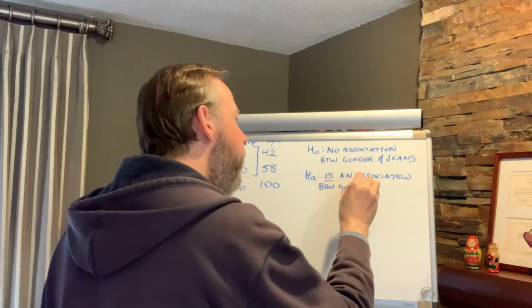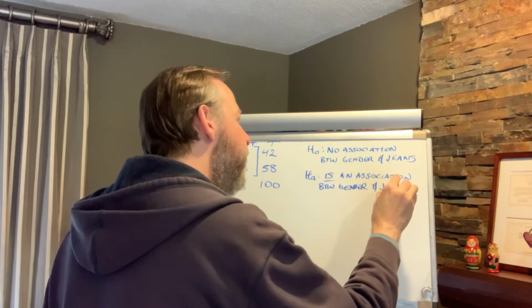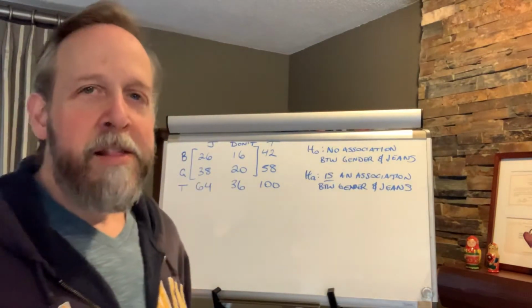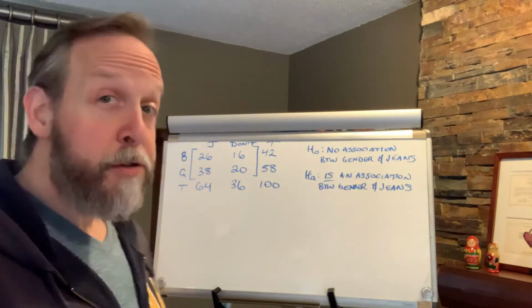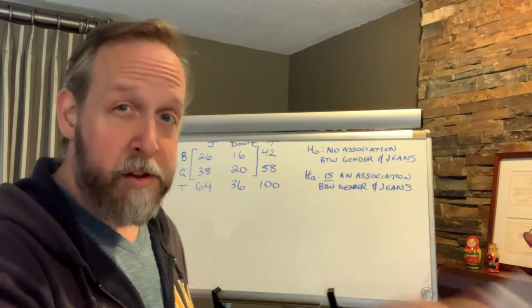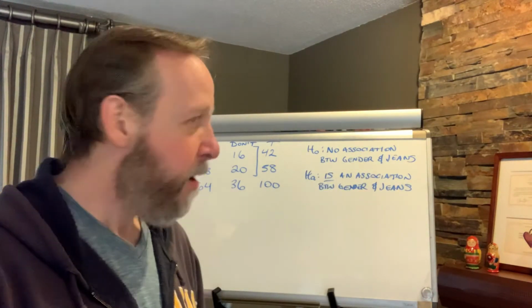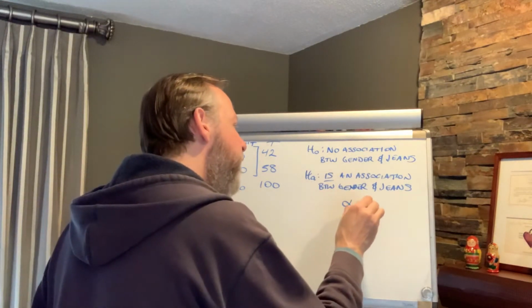If there turns out to be an association, we can say what that is. For instance, looks like boys like jeans more than girls, or vice versa, but that's only if there happens to be an association proven. To prove an association is to reject the null that there's no association. We're looking for a low p-value to do that, lower than 5%, because I said our alpha is going to be 5%.